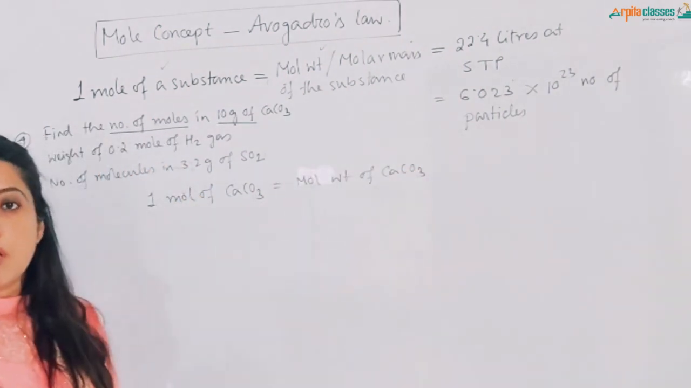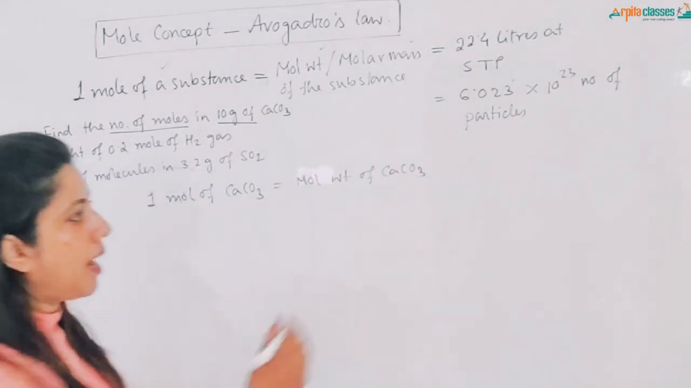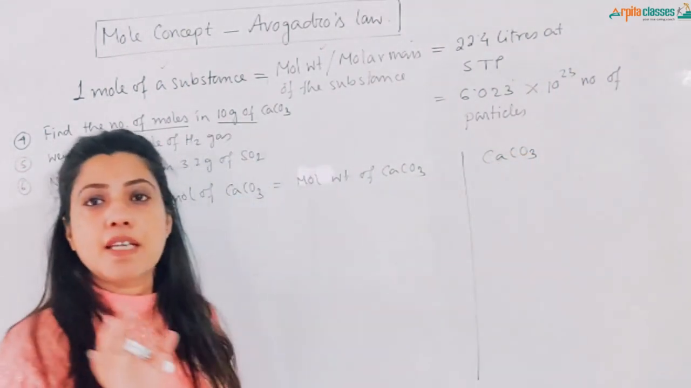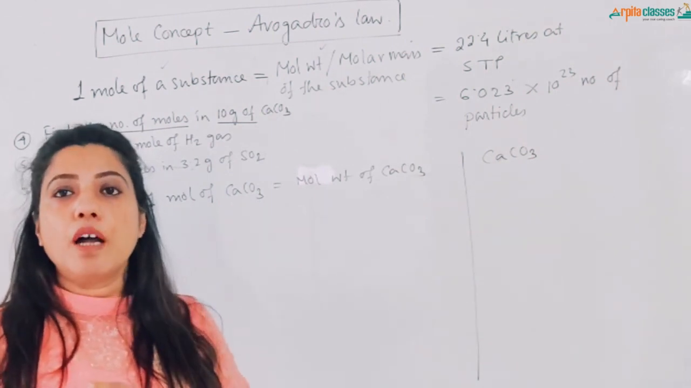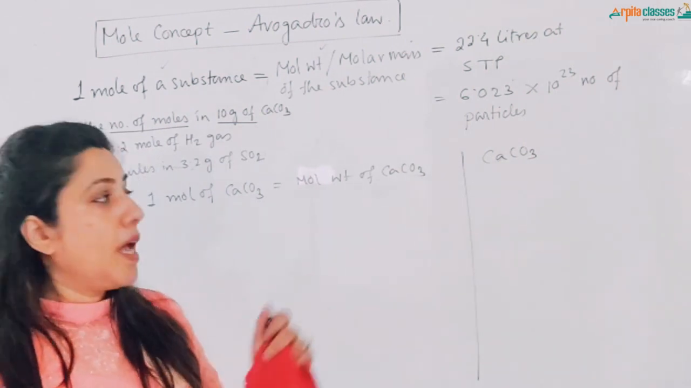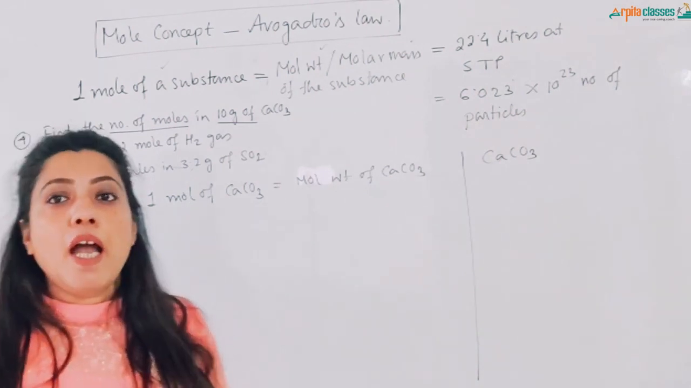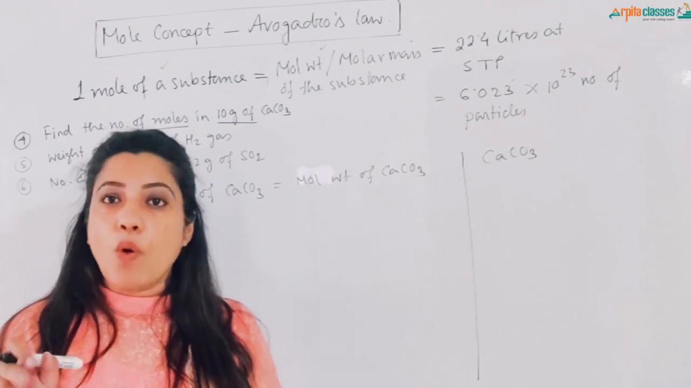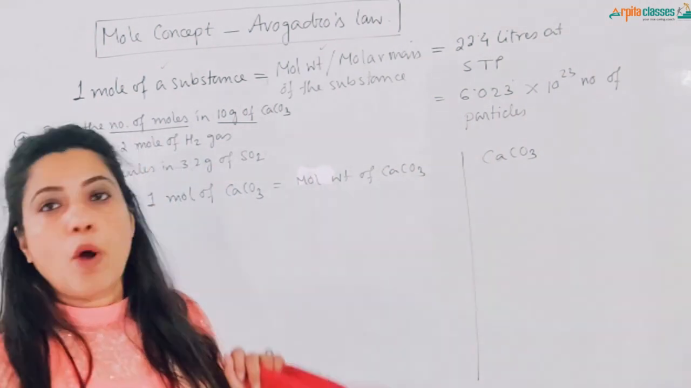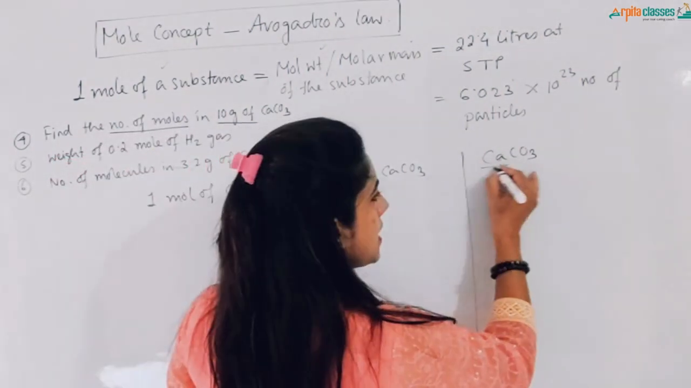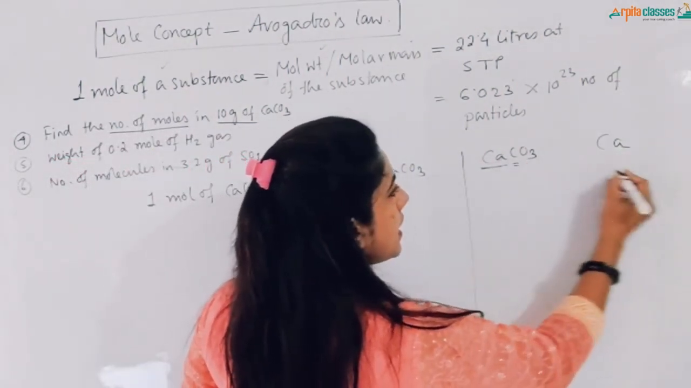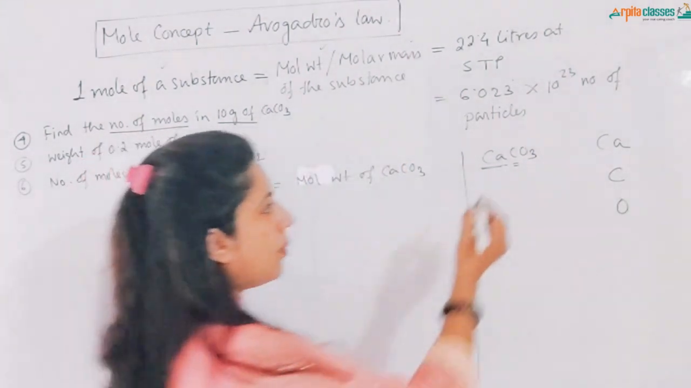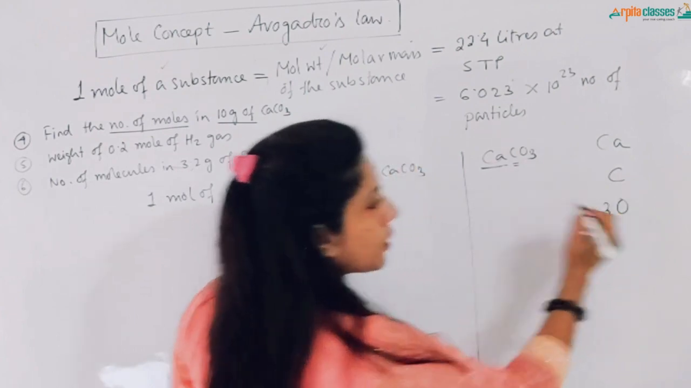Now I hope everyone knows how to find the molecular weight. If not, I am doing it here. For CaCO3, the molecular weight is nothing but the algebraic sum of the atomic weights of all the elements present in the molecule. So here you can see Ca, that is one element, C, carbon, is another element, and oxygen is the third element. And how many oxygens are present? O3 means there are 3 oxygen present.